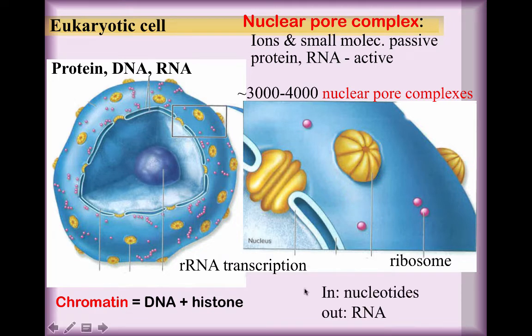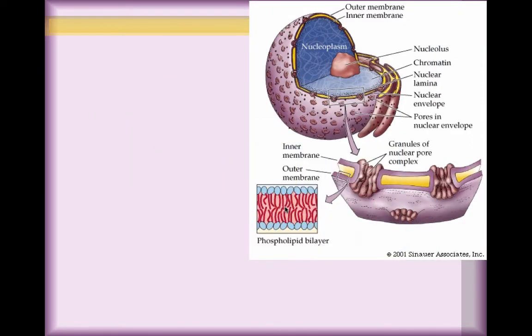Things that move into the nucleus include nucleotides, and that shouldn't surprise you at all because we need nucleotides in order to build nucleic acids, DNA and RNA. And something that moves out would be RNA. In particular, messenger RNA is going to move out through the nuclear pore complex.